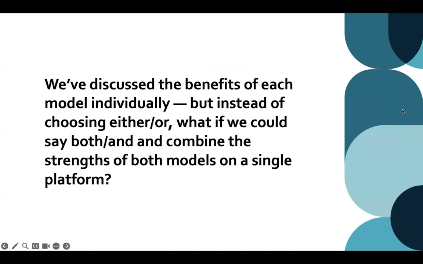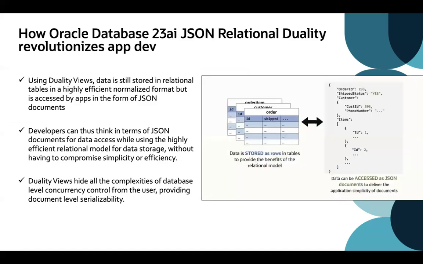So till now, we discussed the benefits of each model, but instead of choosing either or, can we say both, and combine the strengths of both models in a single platform? Yes, that is possible with 23ai JSON Relational Duality Views. With duality views, you can now keep the data in relational tables in highly normalized format, but the application can access it in the form of JSON documents.